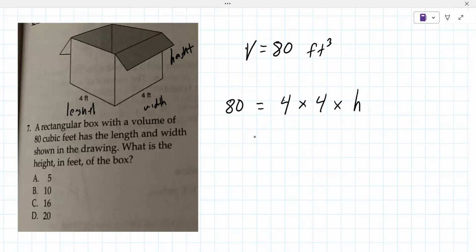Notice that this is an equation with one variable. You can solve this equation. Four times 4 is 16. How do you undo multiplication? Division. So you divide by what number? 80. I'm sorry? 80. No, you have to look at the side with the variable.